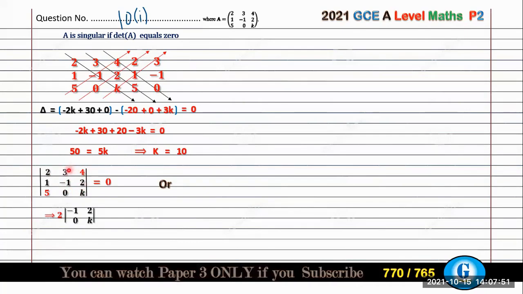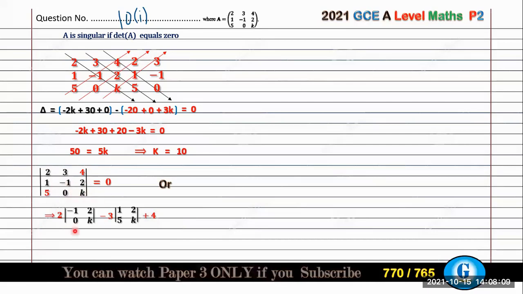Then the next position is 3, which is going to be minus 3 into, you suppress this row and column, so we have 1, 2, 5, k. The last one is 4, which is positive. You suppress this row and column where 4 is found. You have 1, minus 1, 5, 0.